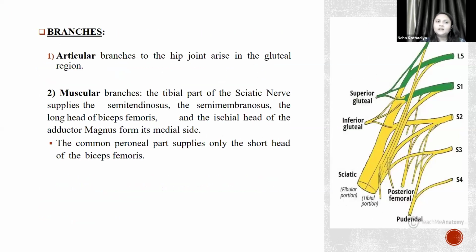Branches: articular and muscular. Articular branches to the hip joint arise in the gluteal region. Muscular branches: the tibial part of the sciatic nerve supplies the semitendinosus, the semimembranosus, the long head of the biceps femoris, and the ischial head of the adductor magnus from its medial side. The common peroneal part supplies only the short head of the biceps femoris.